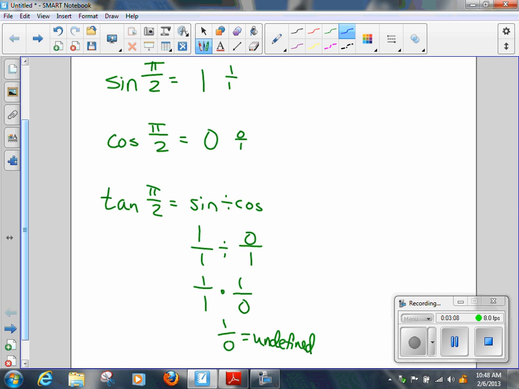What's the inverse of sine? Don't tell me the number. Tell me the name of the inverse of sine. CSC, which is cosecant. Good. Cosecant of pi over 2. If I flip 1 over 1, what do I get? 1 over 1, which is 1. What is the inverse of cosine? Secant. And when I flip, because it's just a reciprocal, 0 over 1, that gives me 1 over 0. Uh-oh, what is it? Undefined.